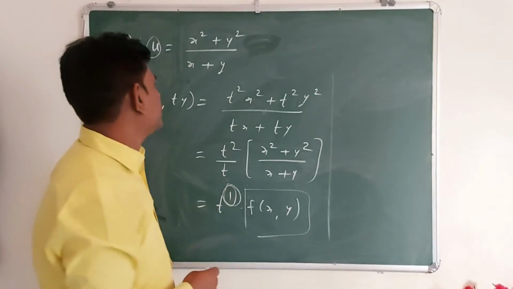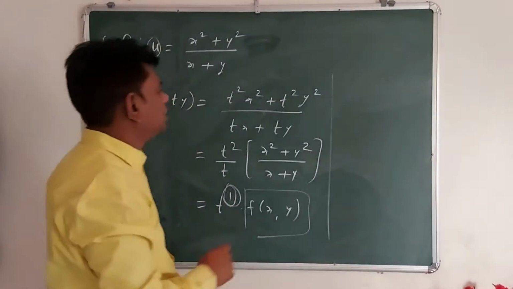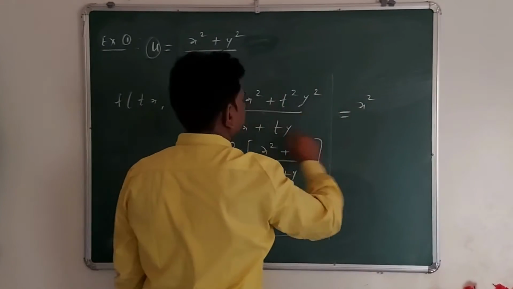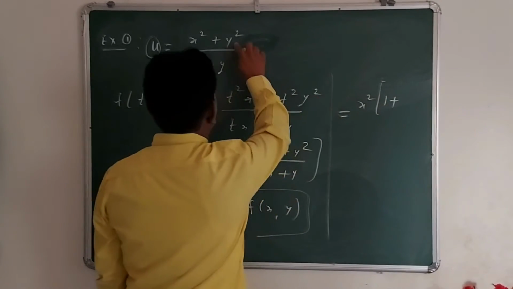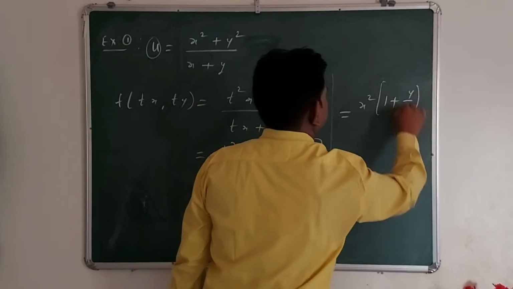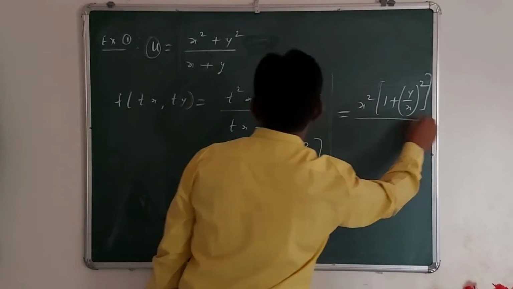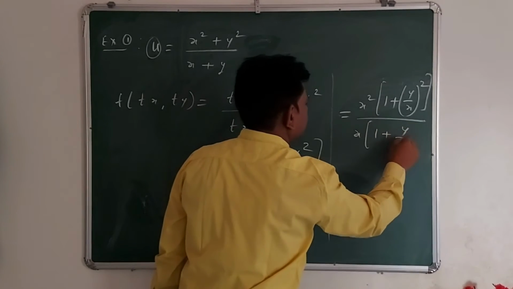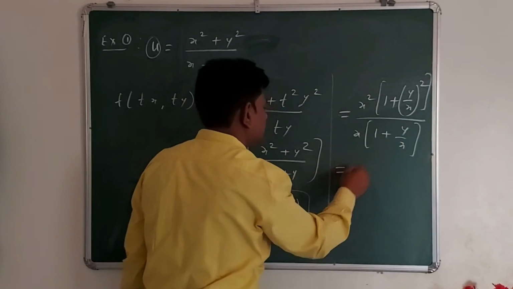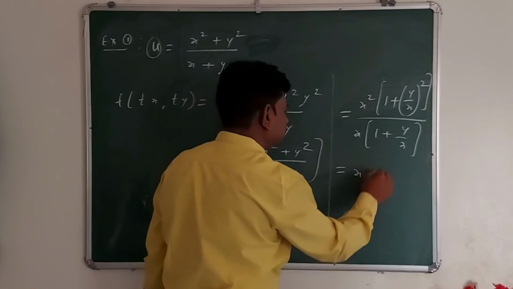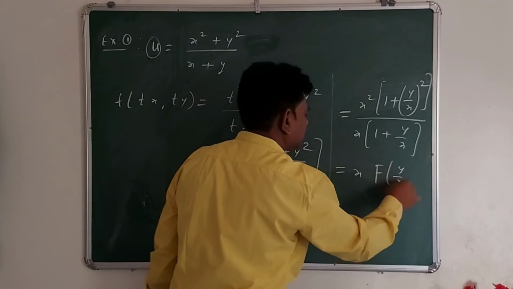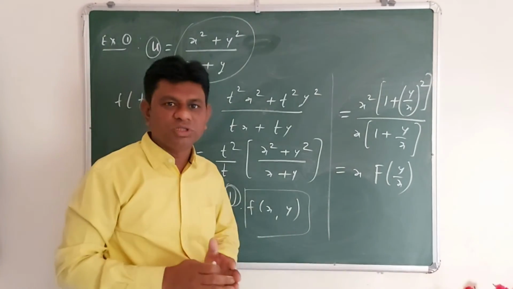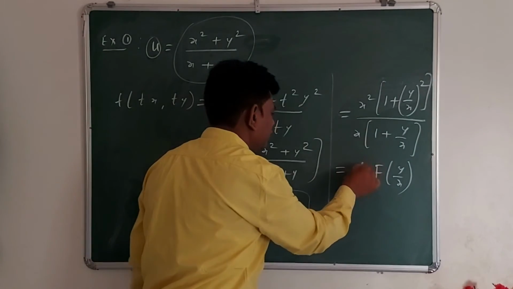Now, according to definition 2, we write this function in the form of, now here x square be the common term, the answer is 1 plus y by x square upon, in denominator x be the common term, so 1 plus y by x. Now we write this whole function like this, x times f of y by x. Therefore again this f of xy is a homogeneous function of degree 1.